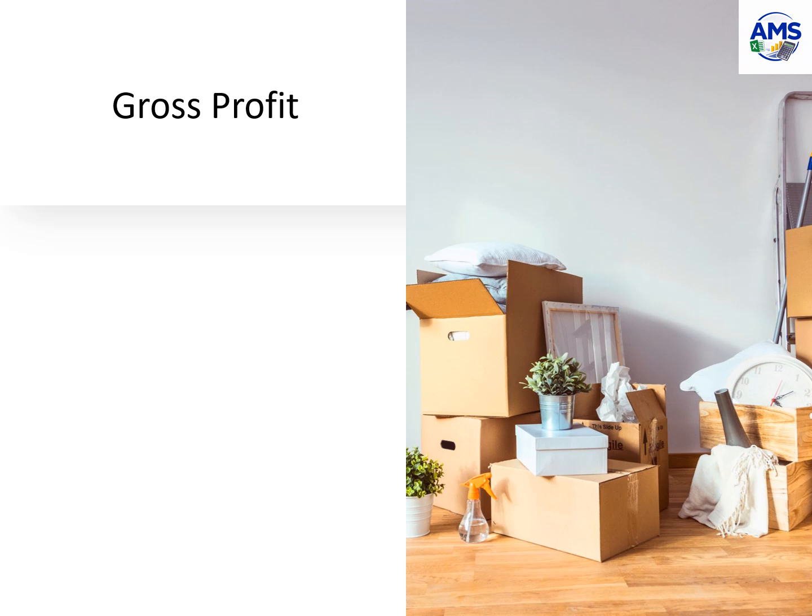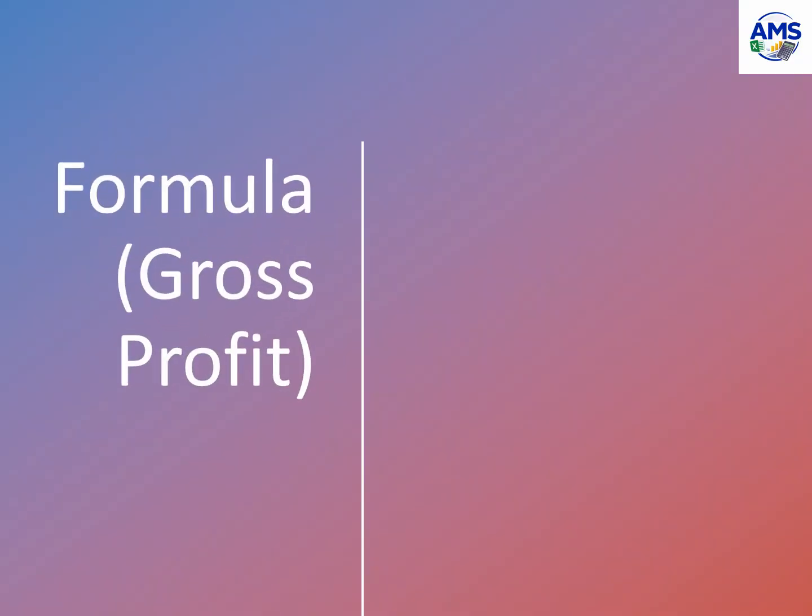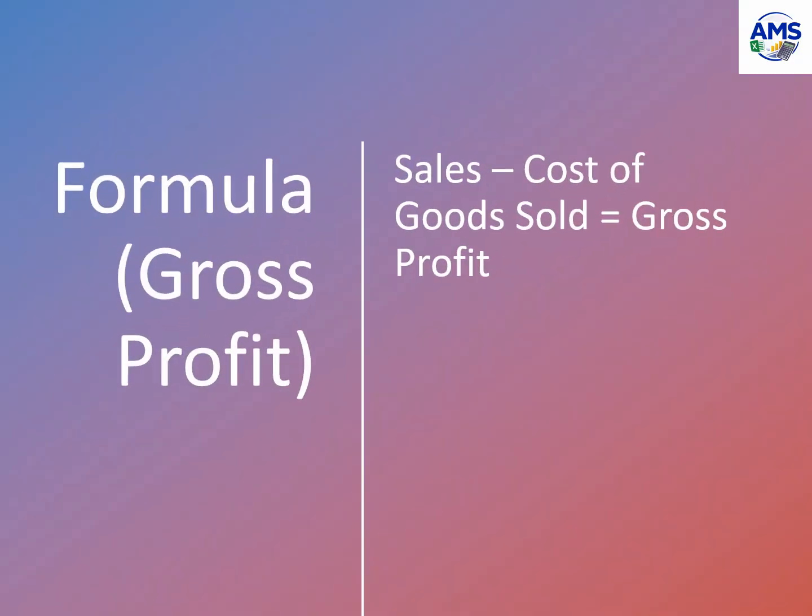What is gross profit? Gross profit is the money left after removing the direct cost of making or buying your products. The formula for gross profit is: sales less cost of goods sold equals gross profit.